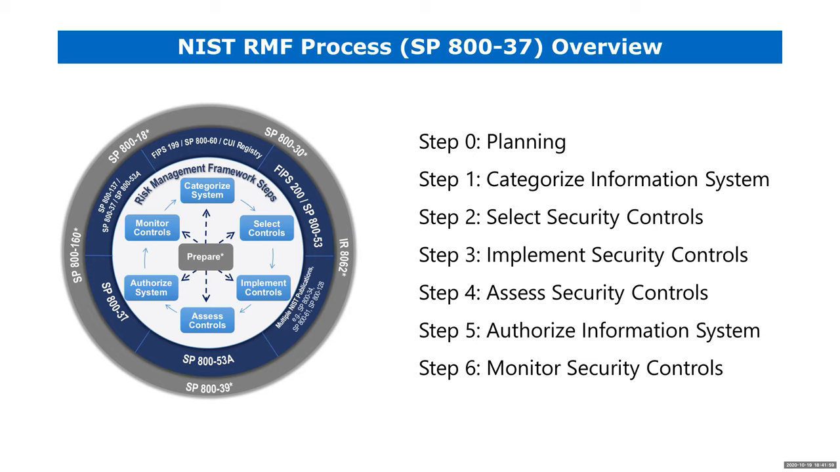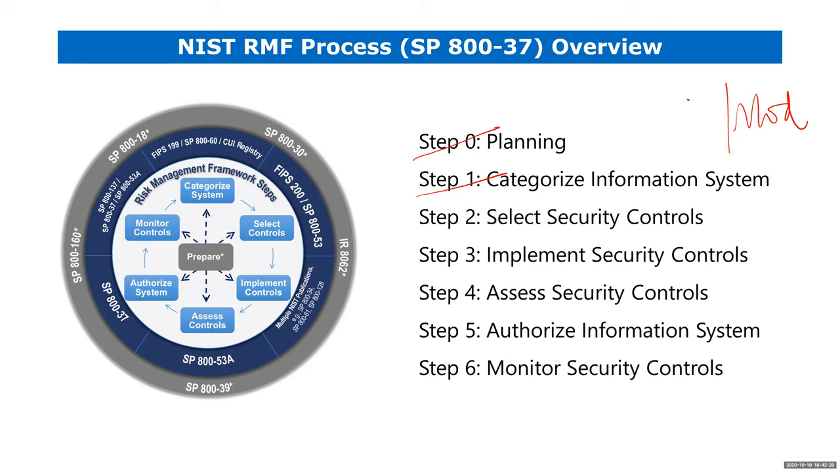Last week we touched upon these parts, right? Step zero and step one, where we categorize an information system. My categorization, can someone remind me, was it high or moderate based on the example I did? It was a moderate. Cool. I remember it was moderate.